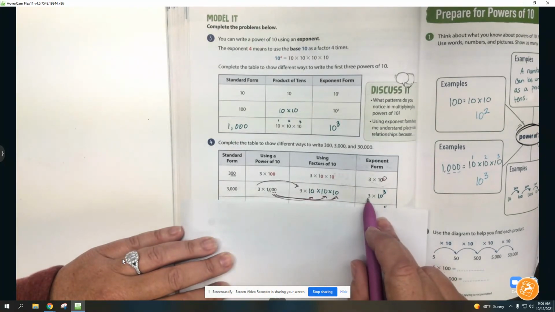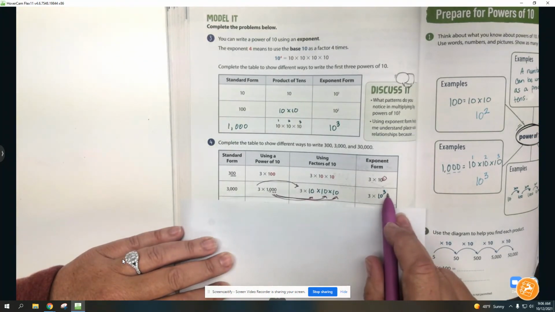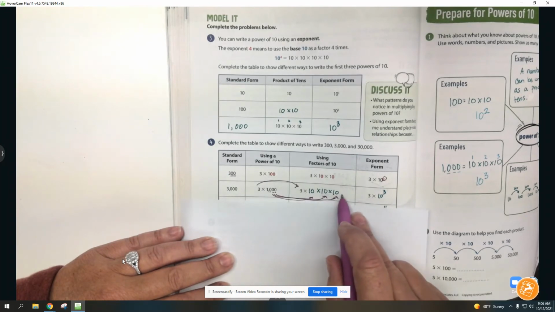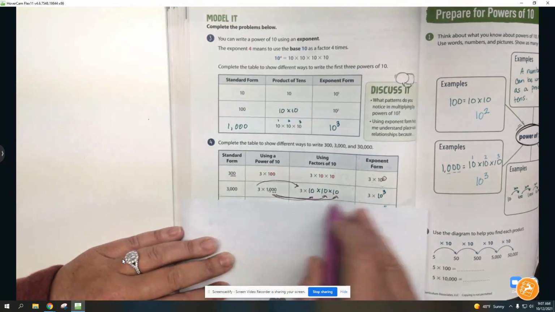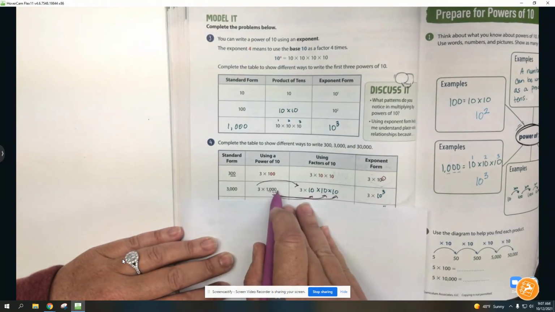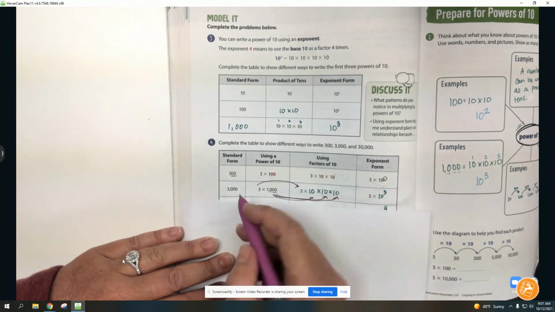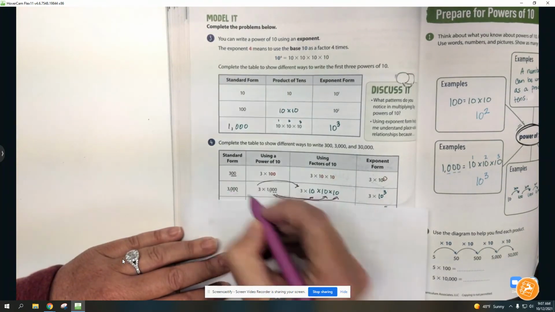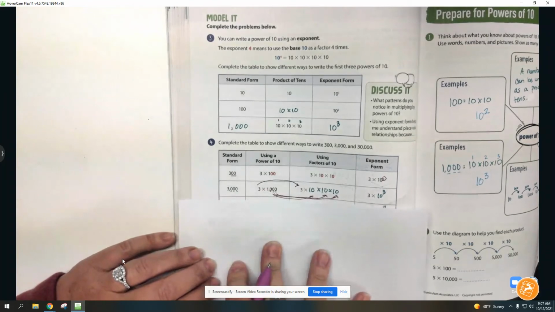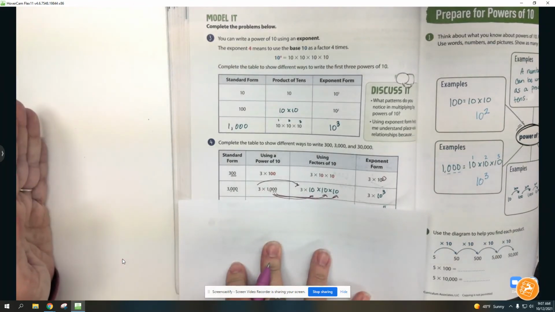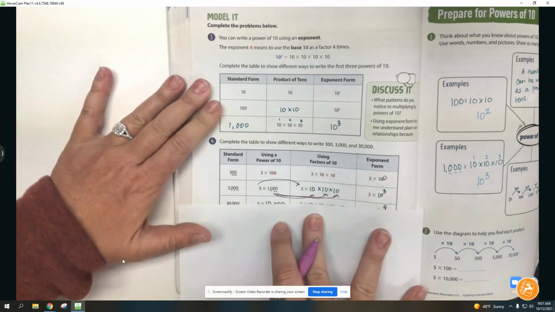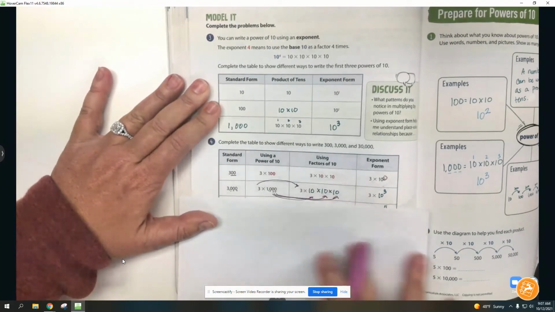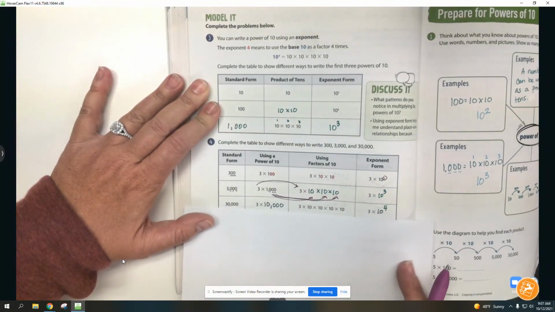And in exponent form, we would write it as 3 times 10 to the third power because we are multiplying 10 3 times, or because we have 3 zeros in 3,000. So it's really important to recognize that pattern between the number of zeros, the exponent, and the number of times you multiply 10 if you're using the factors of 10.